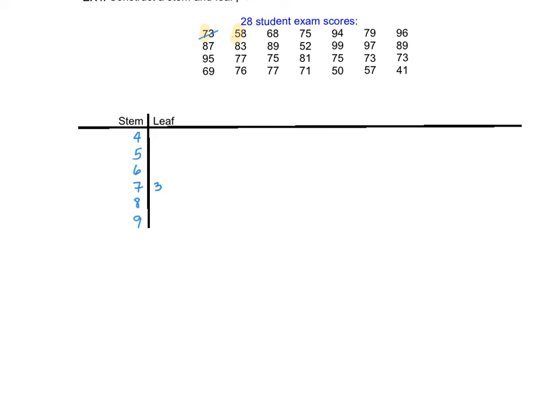The next one is 58, so 5 and 8 for the leaf. 68 would be 6 and 8. Notice that I'm not even putting my leaves from smallest to largest. 75 has a stem of 7 and then a leaf of 5. So you want to try to line up the leaves also in columns. Sometimes it's helpful if you draw lines just so things can be neat, but that's not necessary. Let's keep going on 90.